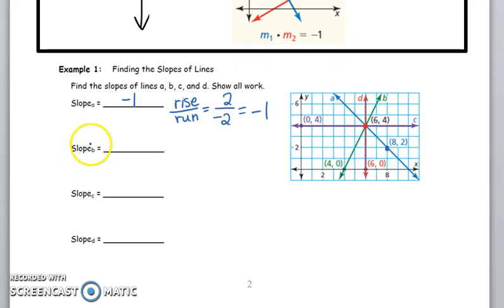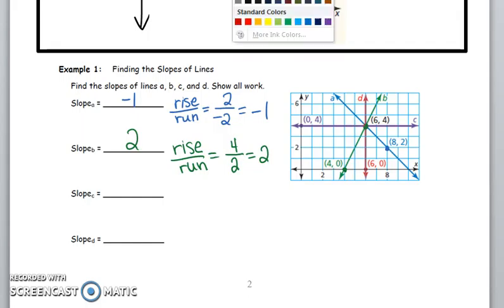Slope of line B. Line B is going uphill, so it should be positive. Again, we have point (4, 0), and again that point (6, 4). So rise over run. We have to rise up 1, 2, 3, 4, and we have to run to the right 2. So rise over run is 4 over 2, which reduces to 2. So the slope of line B is 2.